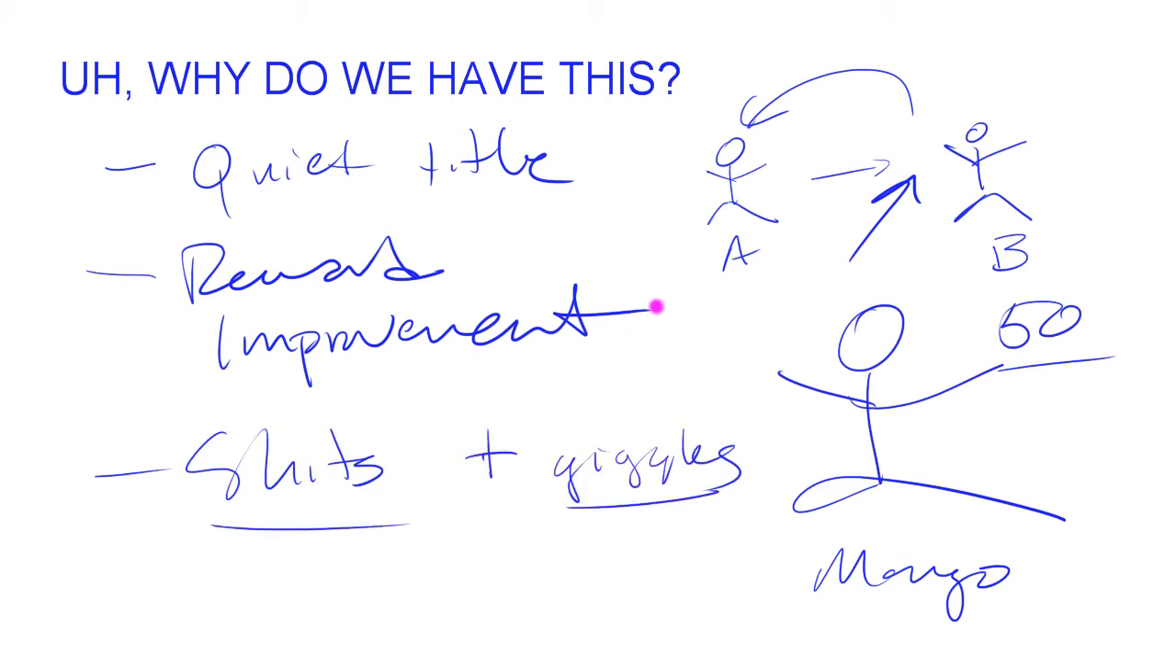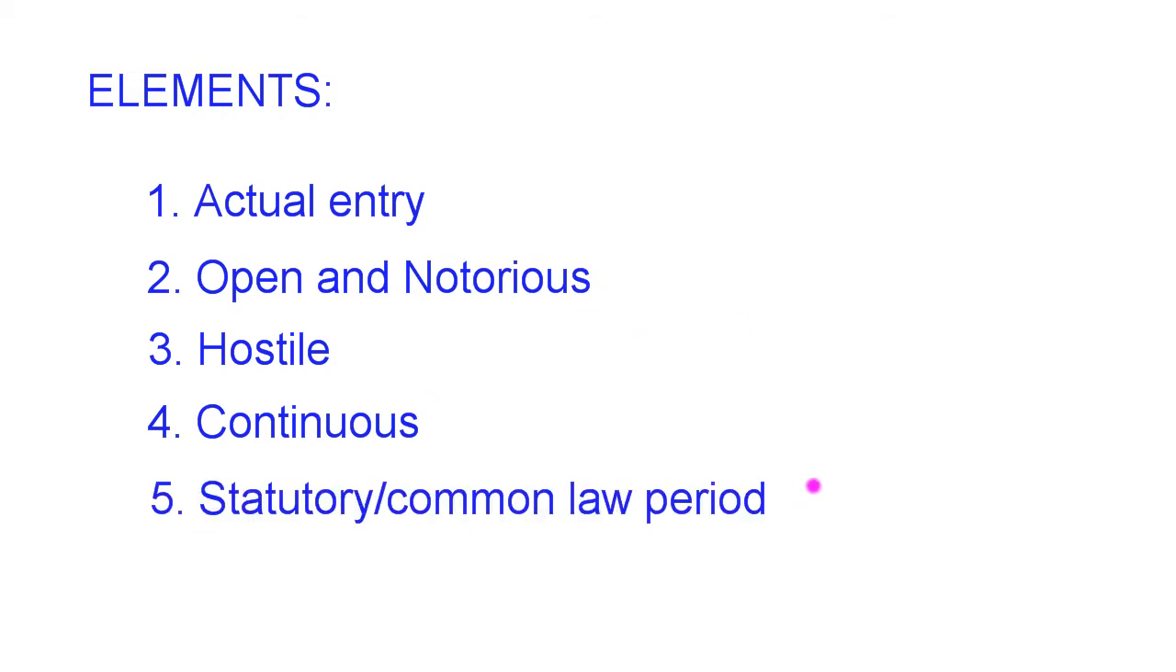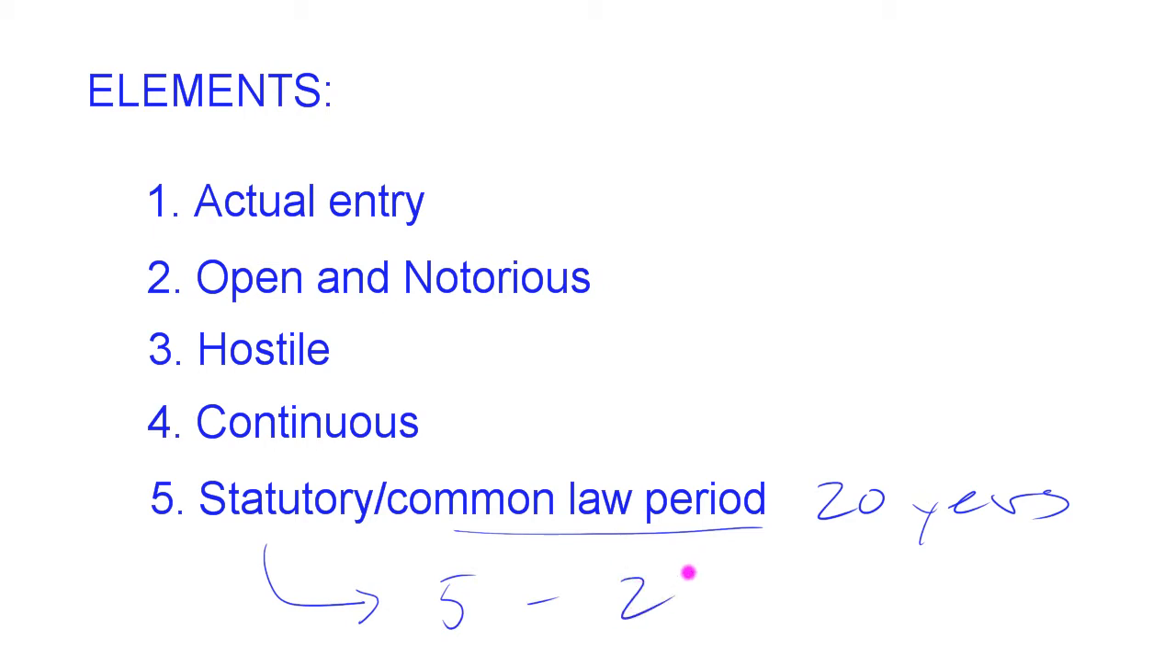Okay, so let's turn to the elements. The elements of adverse possession are basically as follows. Actual entry, you have to get onto the land. Open and notorious. Hostile, that is, your possession of the land is hostile to the true owner. Continuous, you have to possess the land without leaving it if you're going to take it from some other dude. And statutory or common law period. Now, normally, this is like 20 years, the common law period, whereas statutory periods run from 5 to 21 years.